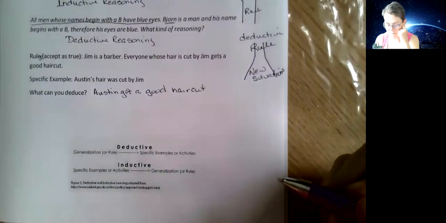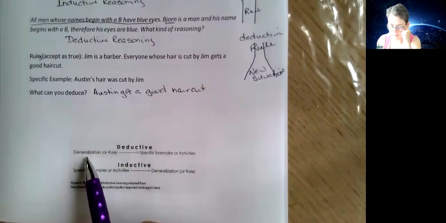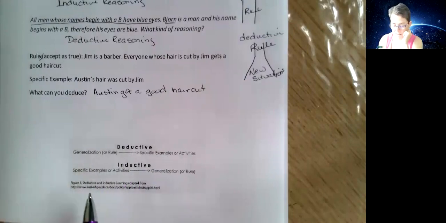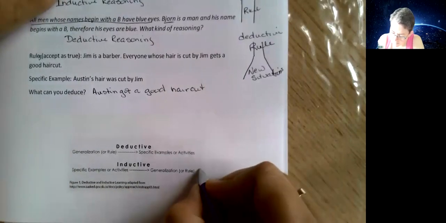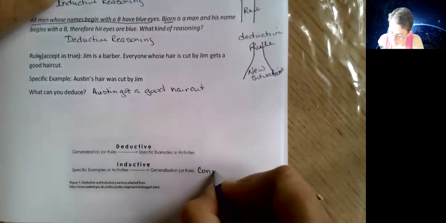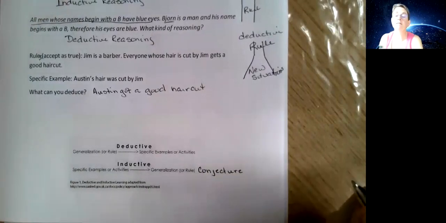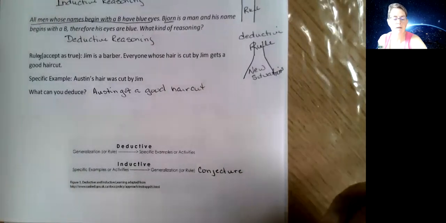Okay, and then a little graphic I found. It's the same thing. Generalization to specific examples, that's deductive reasoning. And if you're making specific examples and you make the generalization or rule, conjecture, that is inductive reasoning. So they're kind of the reverse of one another. All right, into that one.